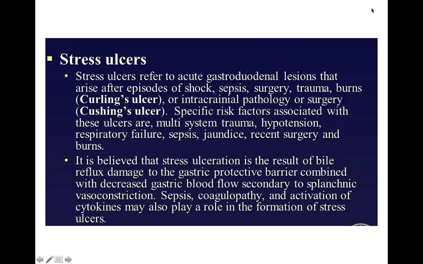These are types of ulcer: Curling ulcer and Cushing's ulcer. If there is an intracranial pathology, such as a tumor, or the patient has some brain injury, then it's Cushing's ulcer. Or if the patient has episodes of shock, then it is Curling's ulcer.